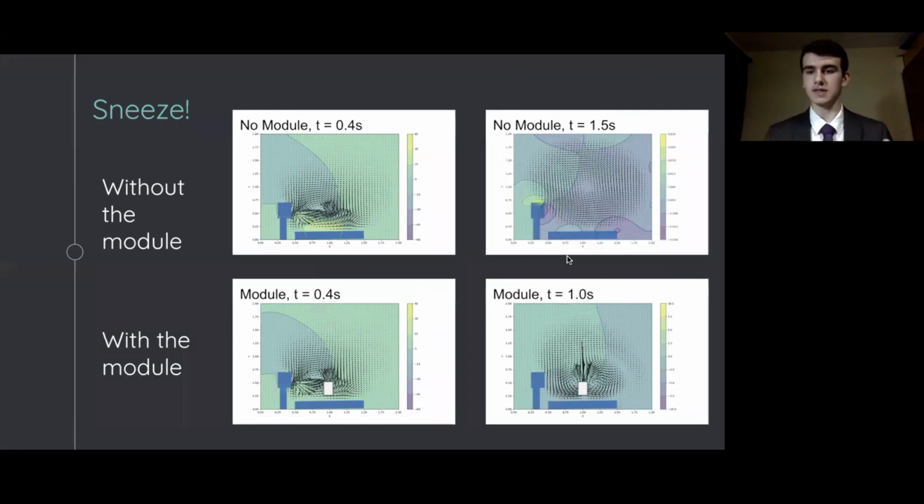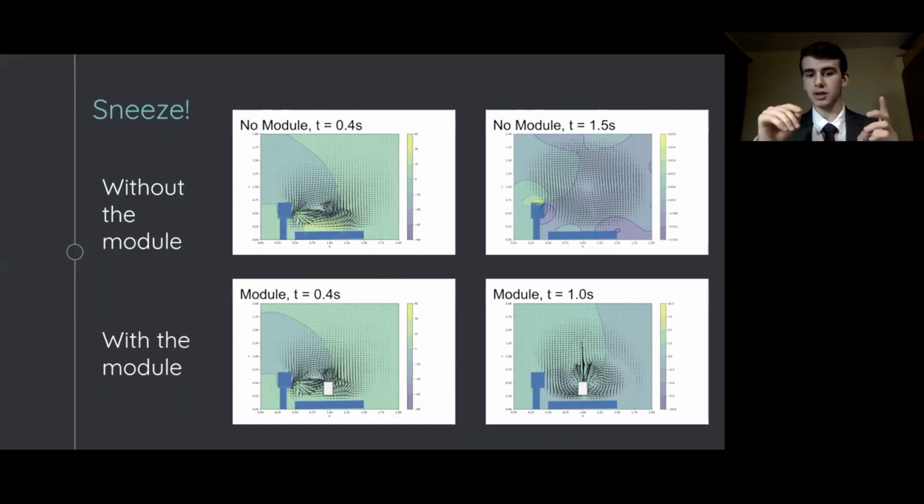Now, with the sneeze, things were also good. We defined a sneeze as a very high velocity amount of air coming out of a person's face for a small amount of time. So without the module, we saw it started out with very chaotic airflow, but it eventually diffused around the room, creating this big cyclical motion. And what that translates to in real life is a very bad transmission risk. Lots of COVID particles possibly around the air going to other people, outbreak, bad.